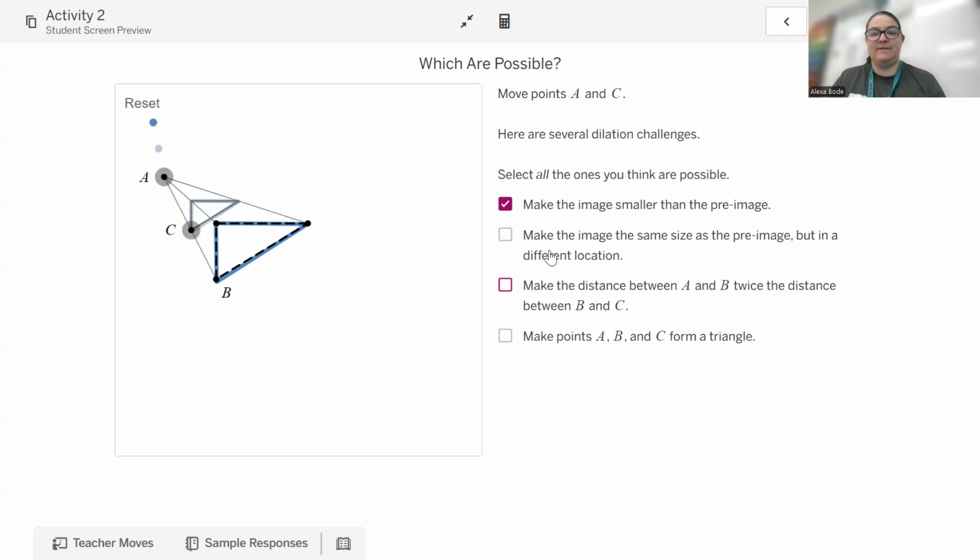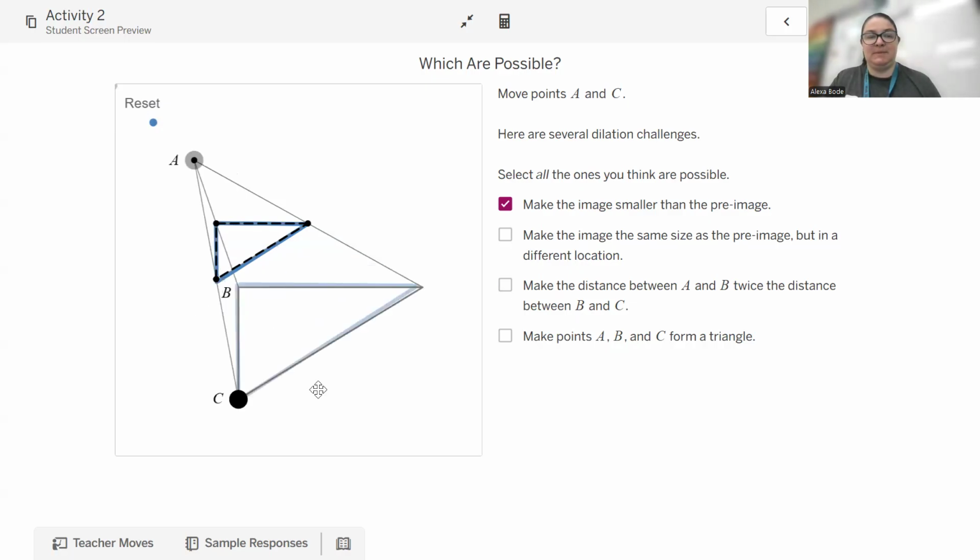Okay. If you said make the image the same size as the pre-image but in a different location, that is not possible. Because if I make it the same size, by moving point C to a scale factor of 1, meaning it's the exact same size, it cannot be moved away from the original triangle. It can be the same size, but you can't move it away, not without a translation or rotation or reflection. So if you want it to be the same size as the pre-image, but in a different location, you have to use translations, rotations, or reflections.